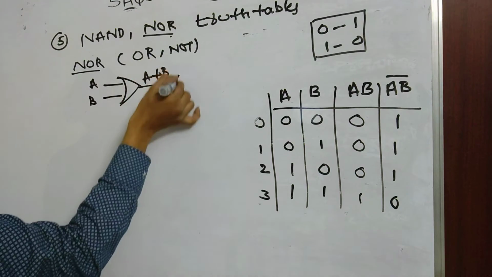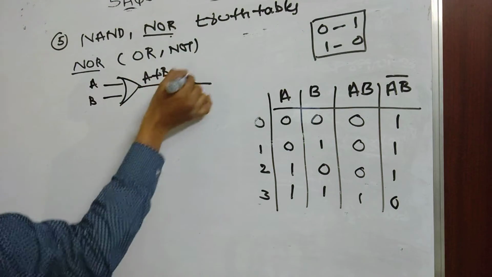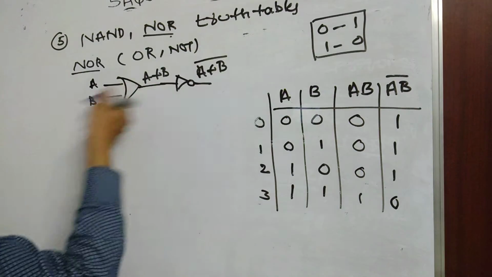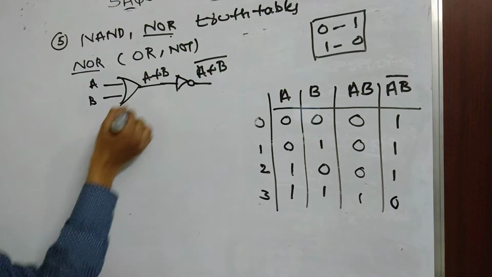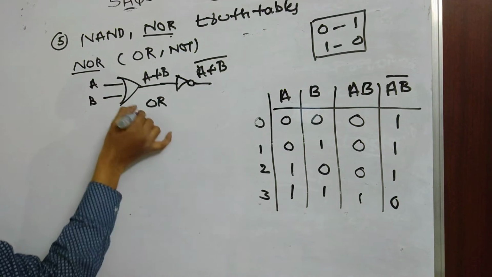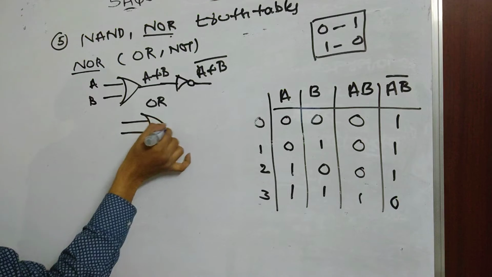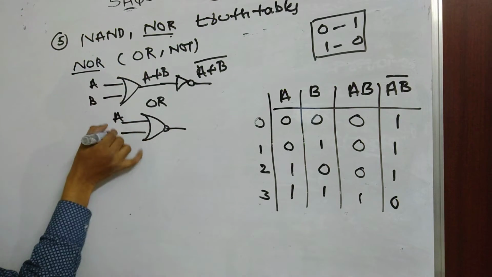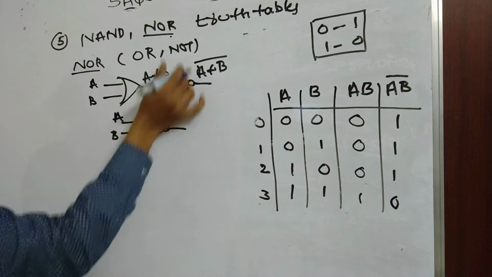Again, that will pass through the diode with the inverter symbol. Then the output is always the complement of the input. It is OR. What is the way to show this now? The NOR gate, this is the way. Instead of two gates, we represent it by one gate. This is called the NOR gate. Its symbol is called the NOR gate.